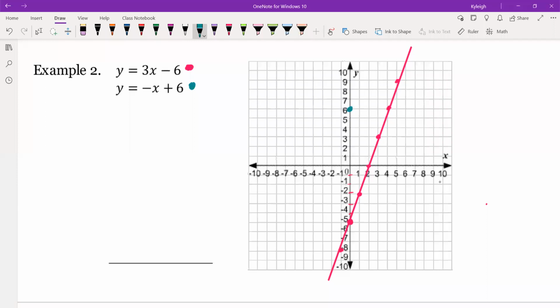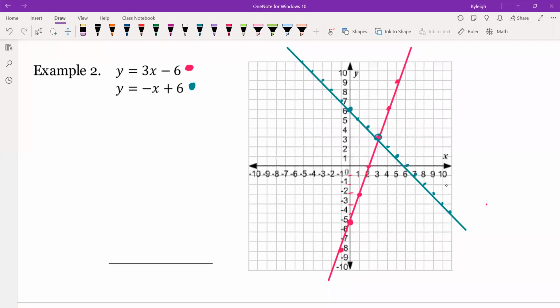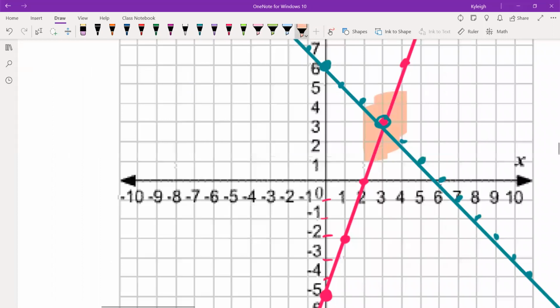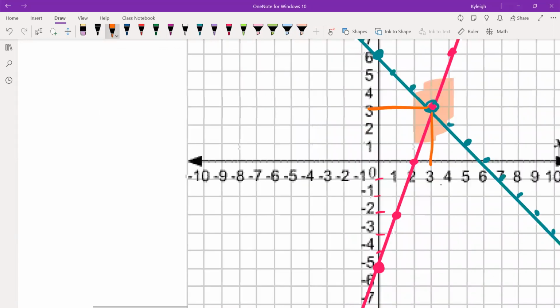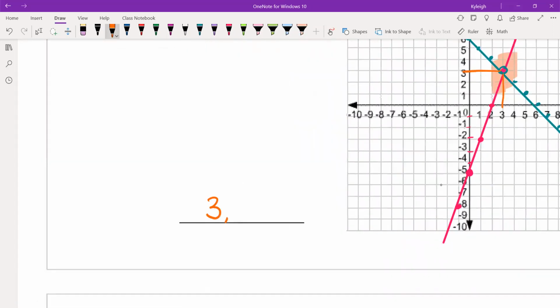All right, so hopefully this is what your first line looks like. It's going up 3 over 1 in the positive direction, starting at -6. And now we're gonna start on the second graph. All right, so now this is what our two lines look like. And then our point of intersection is right here. So remember, it's where they both cross. And that point is, it looks like 3, 3. Okay, so that's our point of intersection.